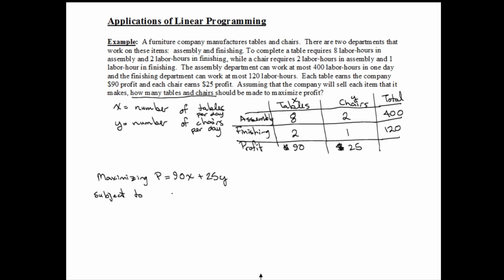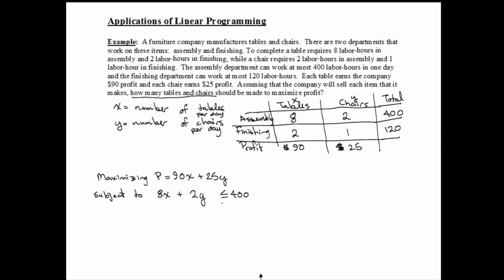Now, we want to find our constraint. So we're going to have a constraint from assembling. We're going to have a constraint from finishing. Assembly. We know that the total hours has to be at most 400. So it can't go more than 400. Less than or equal to 400. Okay, how many hours do we spend assembling tables? 8 times the number of tables. Add to that 2 times the number of chairs. So 8x plus 2y is less than or equal to 400.